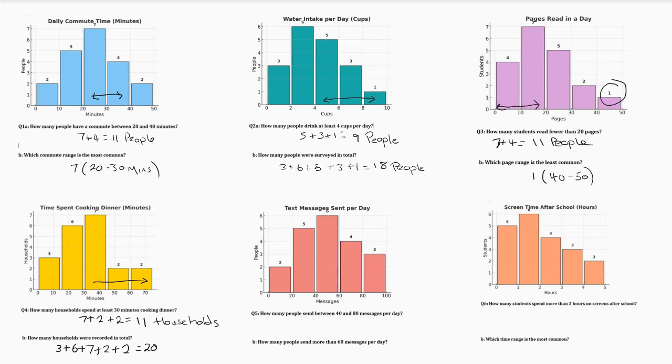So how many people send between 40 and 80 messages per day? So let's have a look. Between 40 and 80. That's 6.